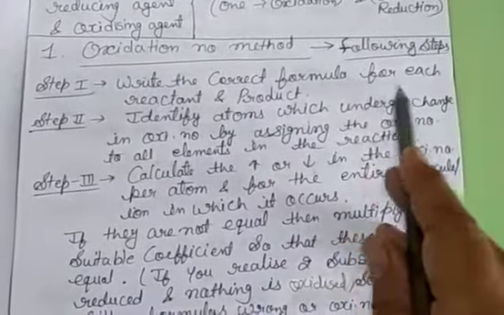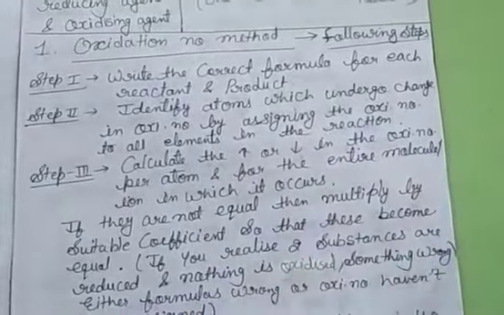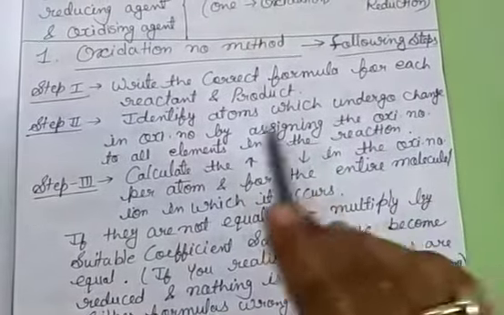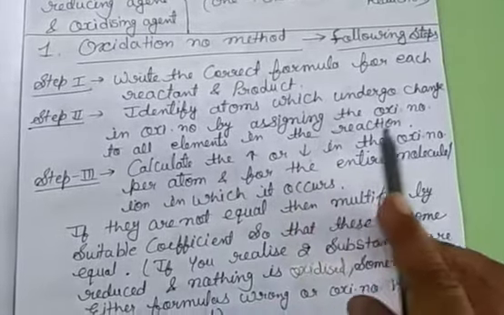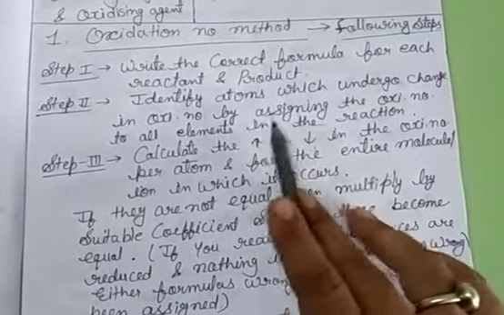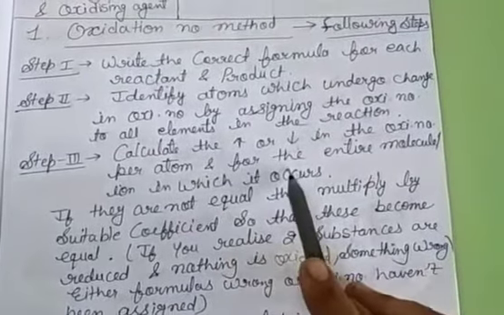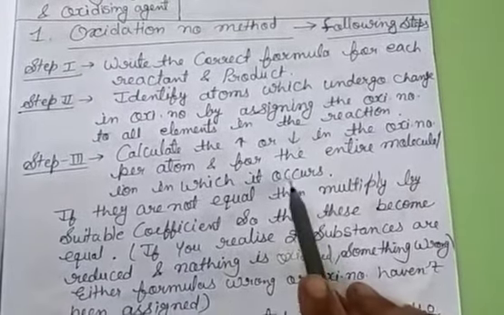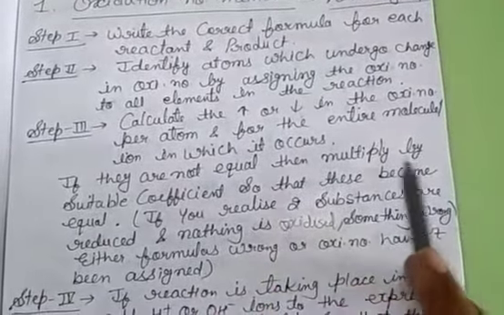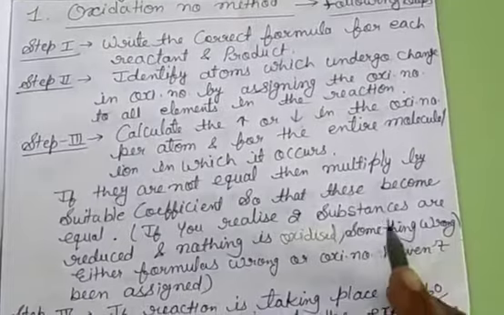Step first, write the correct formula for each reactant and product. Then second step, identify the atoms which undergo a change in oxidation number by assigning the oxidation number to all elements in the reaction. That means in the second step we have to write the oxidation numbers. Then third step, calculate the increase and decrease in oxidation number per atom. If the increase and decrease are not equal, then multiply by a suitable coefficient so that they become equal.